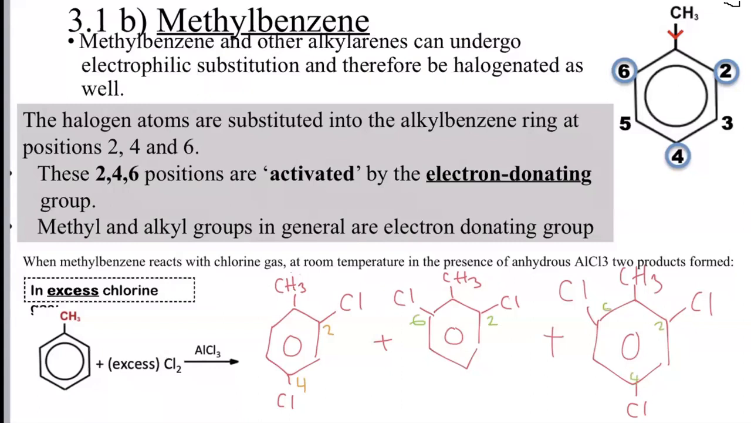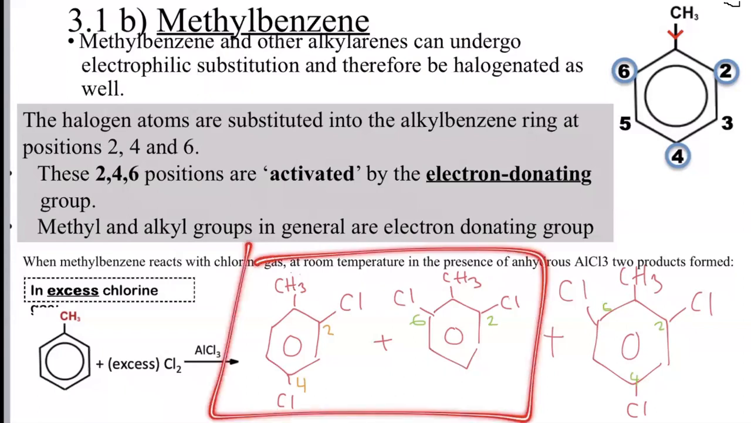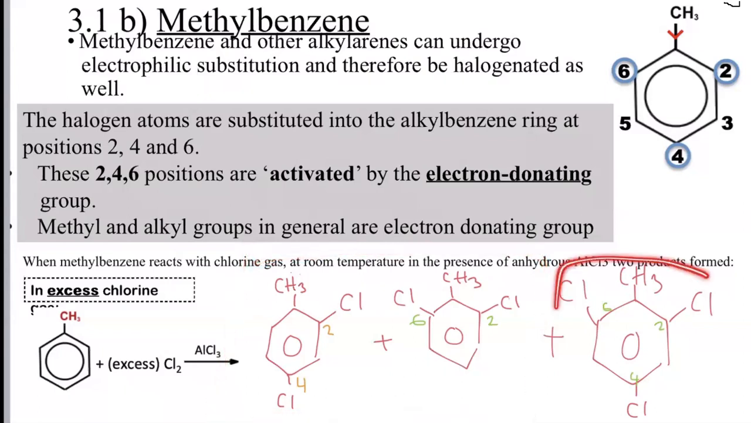Okay, when you have two substitutions happening at a time, we call it a disubstitution. Okay, so this 2 is a disubstitution. And then the last product is a trisubstitution. Okay, that means you can substitute the hydrogen in the carbon 2, carbon 4, carbon 6 at one go. And this only happens with excess. Okay, naming. I'll just name one of the molecules.